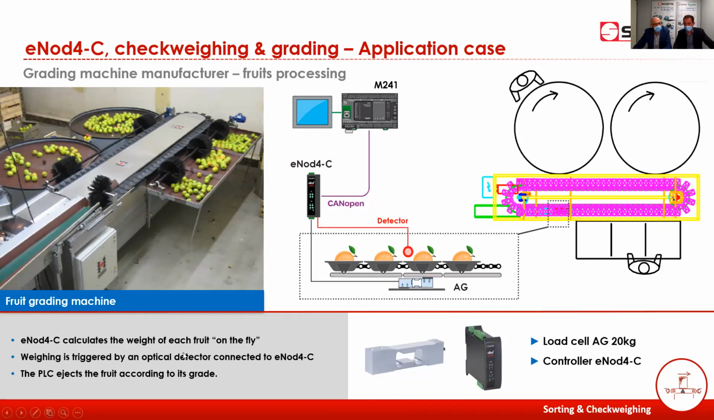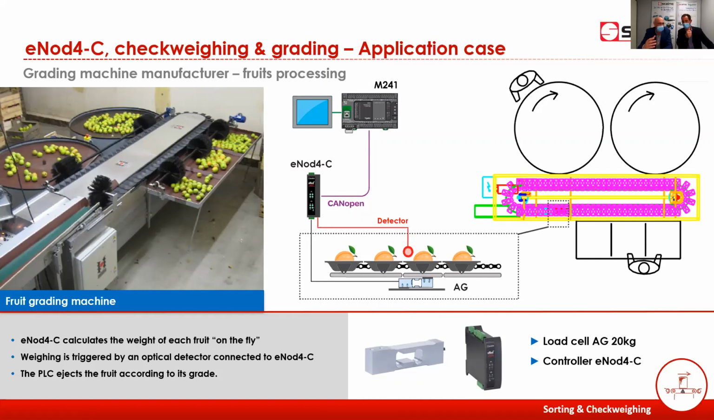Something very important here, we mentioned before that the eNod4 is able to process very fast measurements. So in this application, we've been able to reach about 10 measurements per second. 10 fruits per second. And during this very short time, between roughly 50 to 100 milliseconds, we calculate a weight very fast.